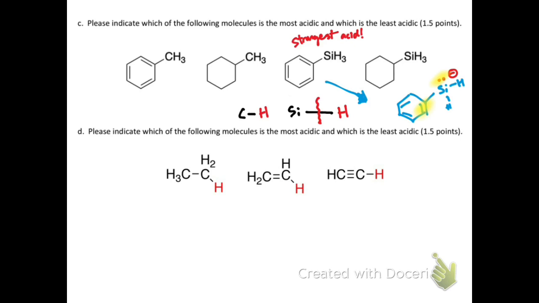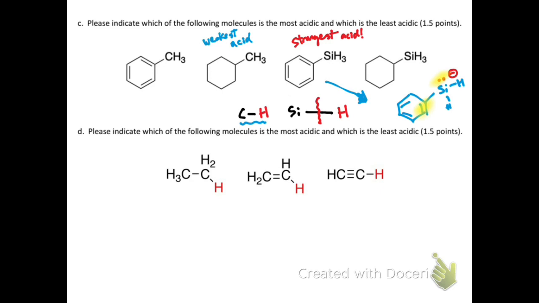So the weakest acid is going to be its neighbor. This one right here. It's got that short carbon-hydrogen bond, very difficult to break a carbon-hydrogen bond, and there is no resonance stability conferred in the conjugate base.